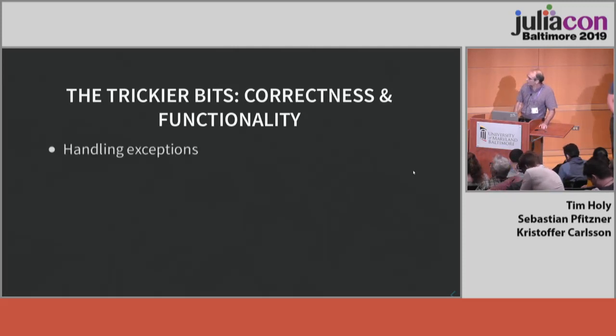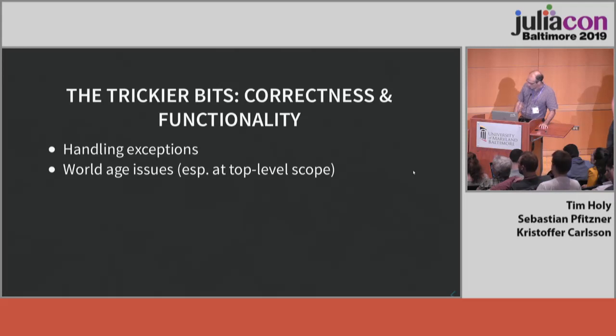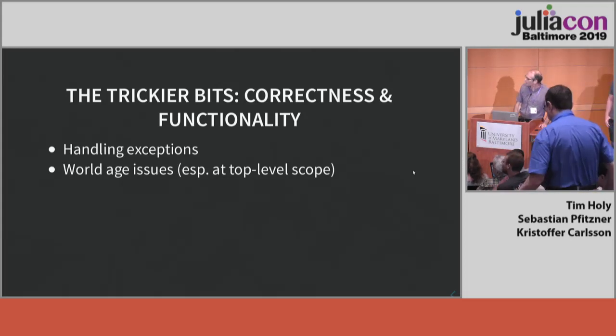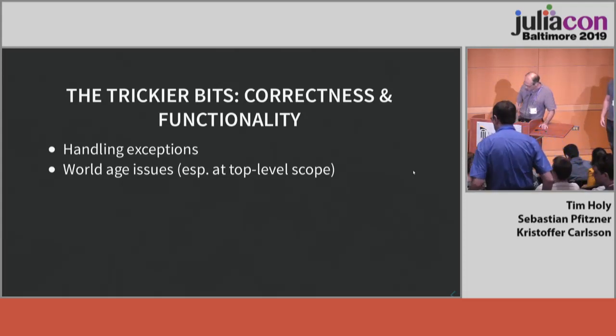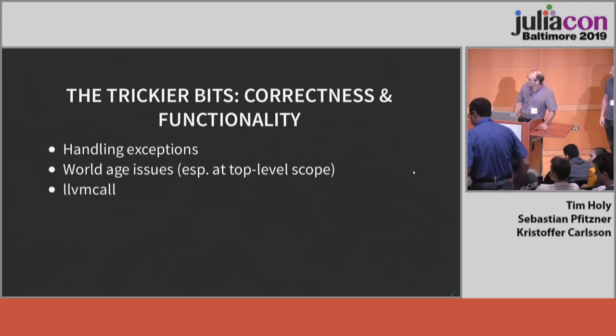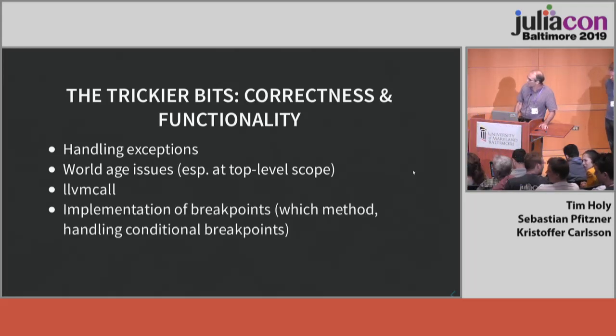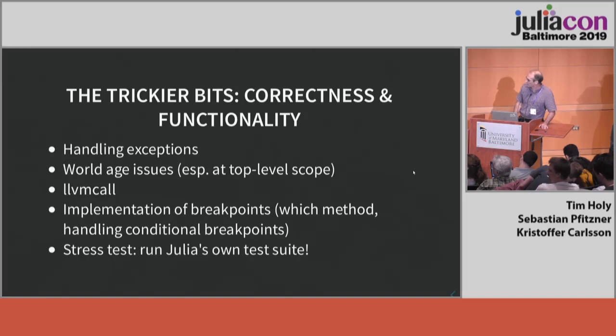And so we had to do a few things, like we had to improve the ability to handle errors in code, because we were wanting it to be able to even run package level defining code. We had a lot of issues with scope and the world age and defining new structs and things like that. Things like LLVM call were particularly tricky to handle. And of course we had to implement breakpoints, which took us, I think, a couple of iterations to get something that was really flexible. And one of the key decisions we made early on was to try to stress test this by running Julia's own test suite.